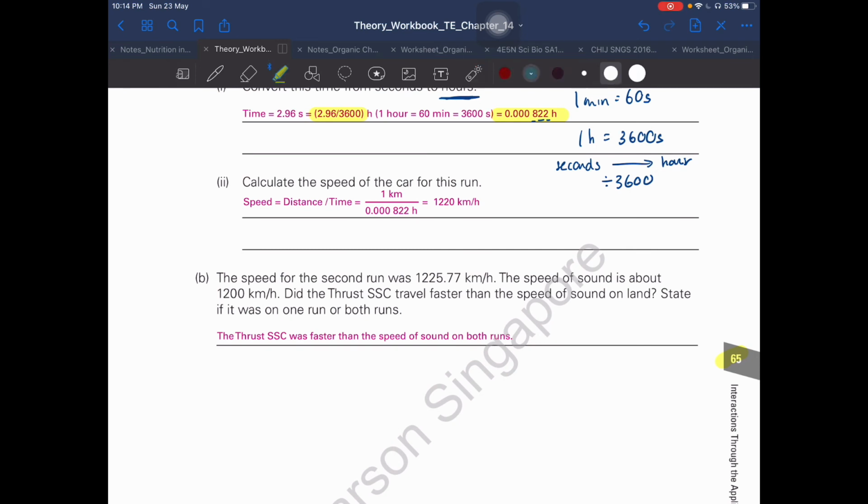In the last question, it was mentioned that the second run was now 1225.77 kilometers per hour. Just now it was 1,220 kilometers per hour, whereas the speed of sound is about 1,200 kilometers per hour. So the question is only asking whether this vehicle is moving faster than the speed of sound. And definitely it is, because 1,225.77 or 1,220, both of them are greater than the speed of sound as indicated in the question. So definitely it's a lot faster than the speed of sound.